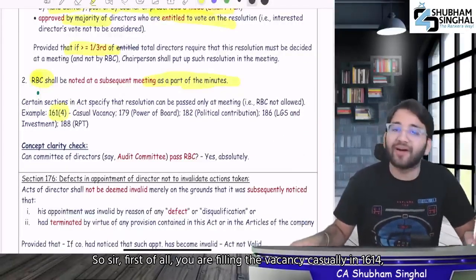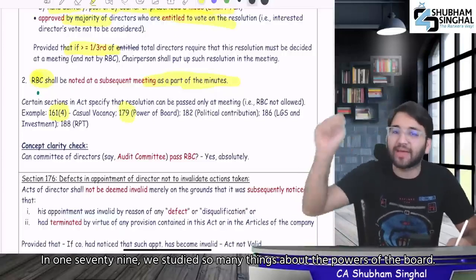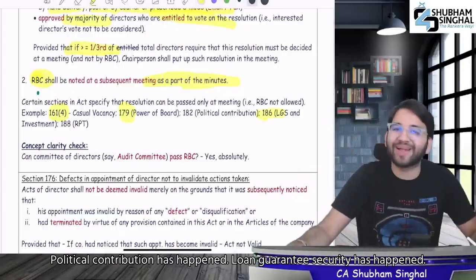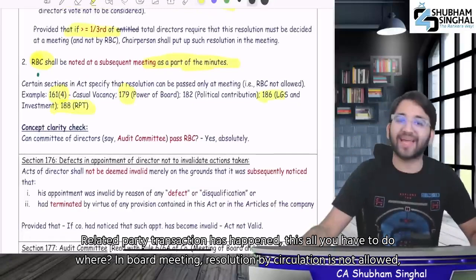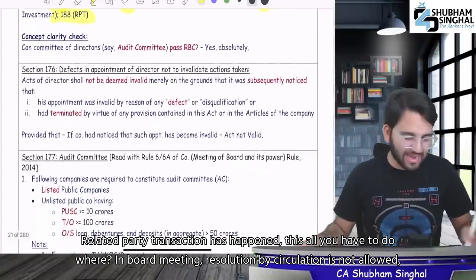So first of all, filling a casual vacancy under 161(4). In 179, we studied the powers of the board. Political contribution, loan, guarantee and security, and related party transactions are done in the board meeting. You have to do all this in a board meeting. Resolution by circulation isn't allowed.